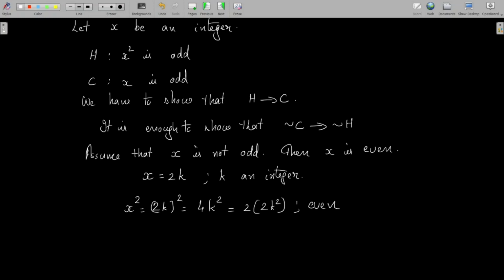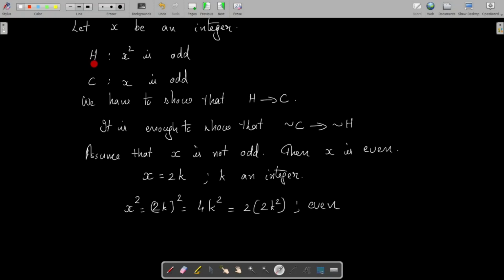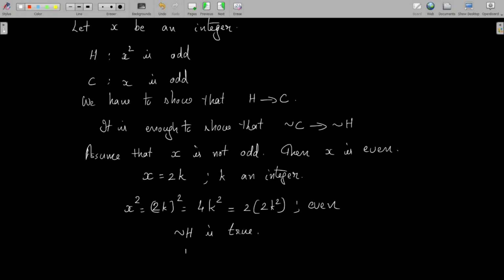So what happens here? X square is even. The hypothesis h says that x square is odd. Now we proved that x square is even, that is, negation of h is true. Therefore we can say that negation of c implies negation of h.